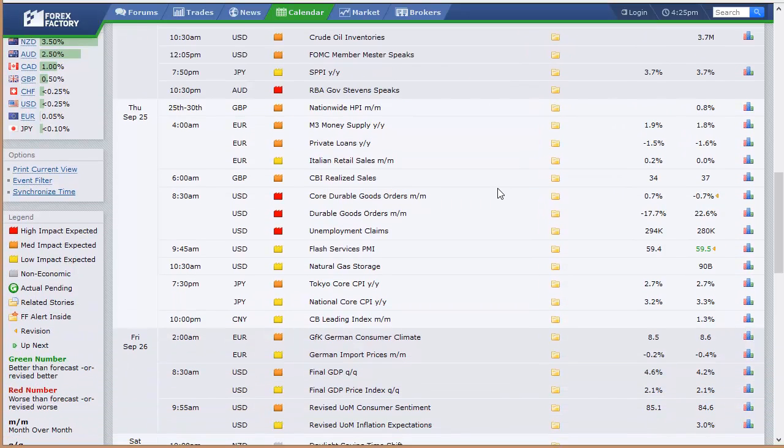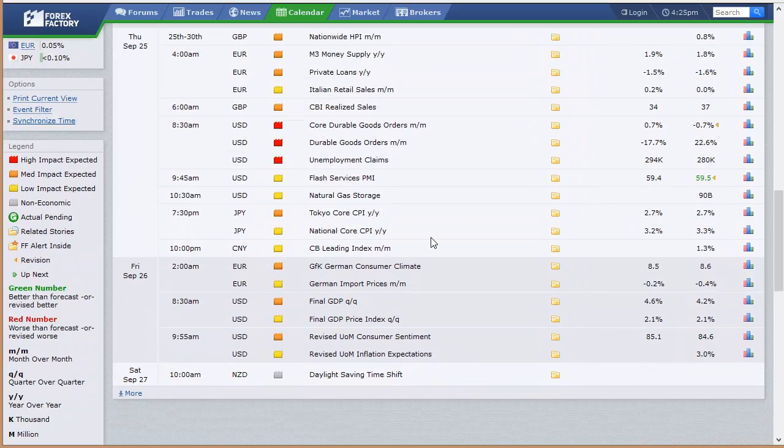SPPI out of Japan. We've got nationwide HPI out of the UK, actually some point during the week, according to the date there. M3 money supply out of Europe, along with private loans and Italian retail sales. The UK's CBI realized sales, that's out of Thursday morning. Durable goods and the regular weekly unemployment data here in the U.S. before the market. Stock market opens on Thursday. Flash services PMI out of the U.S. and then natty gas. Thursday night, CPI out of Japan's national number and Tokyo itself. They do separate numbers for the city and the country there. CB leading index out of China.